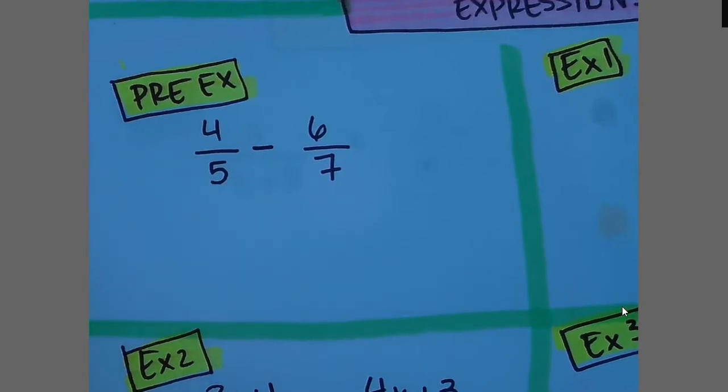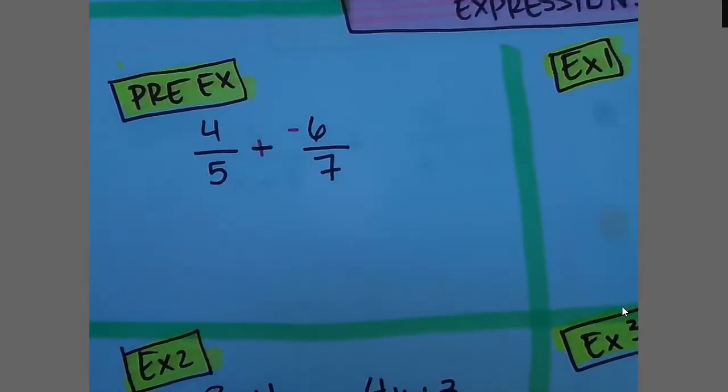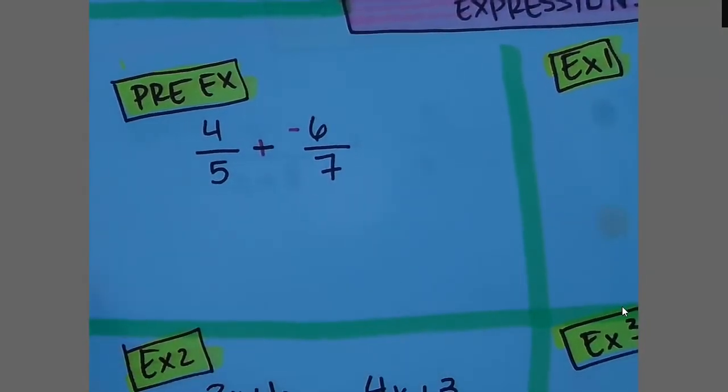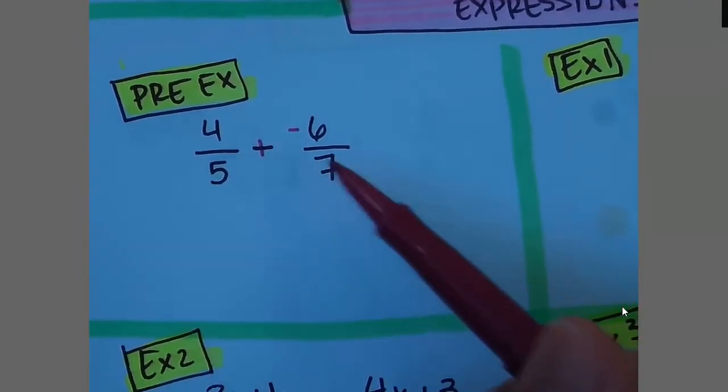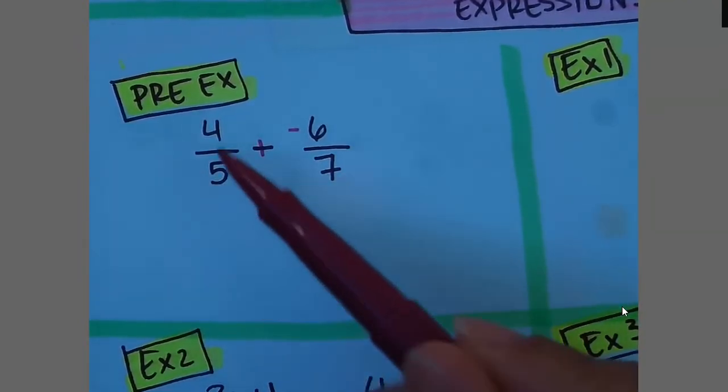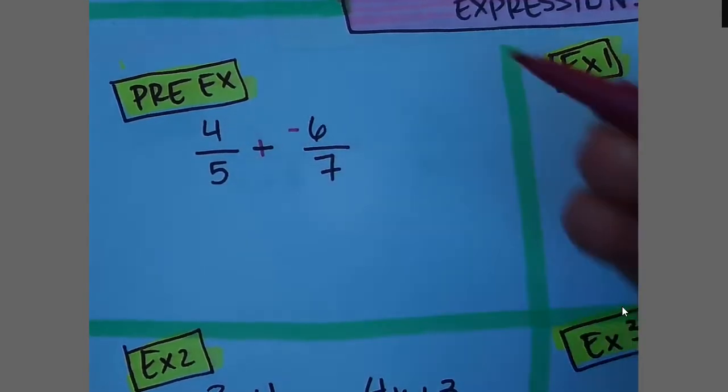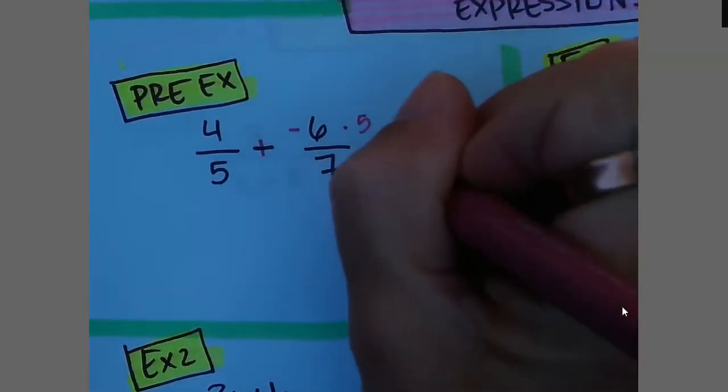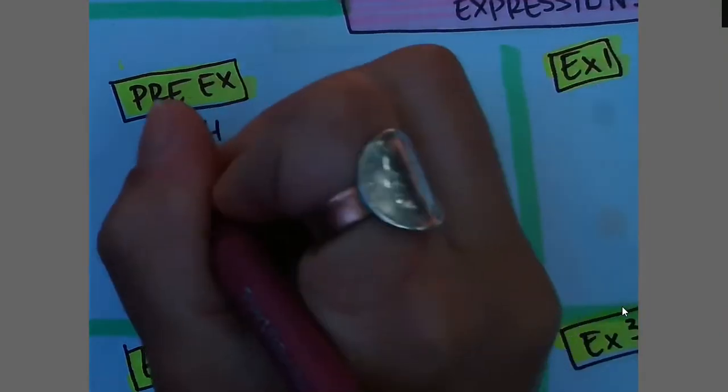First thing that I like to do with the subtraction problems is actually go ahead and make it an addition problem. So what I'm going to do is change this to a positive. But whenever I do that, I need to distribute the negative to my other terms. So this is just 4 plus negative 6. Okay, and now what I need to do is this one has a 5, this one has a 7, so that means this one needs a 7 and this one needs a 5. Again, multiply by the top and the bottom.